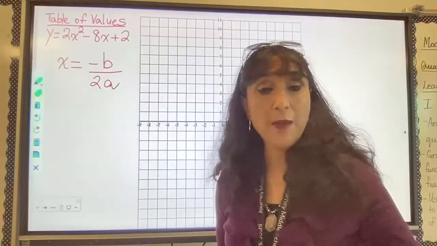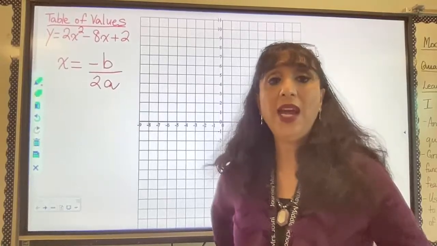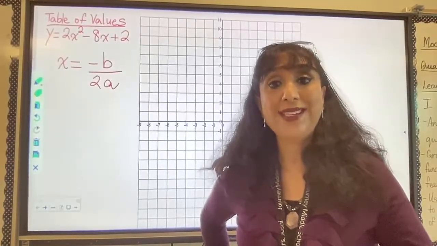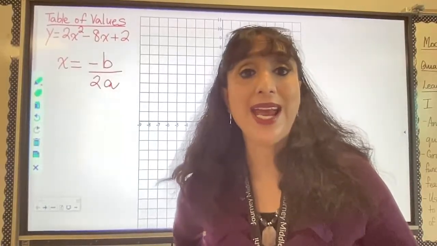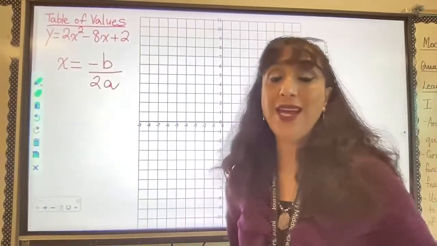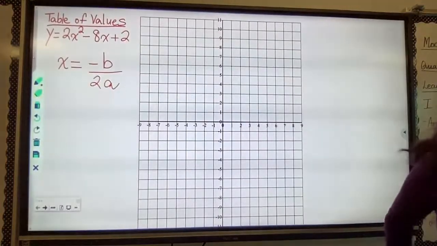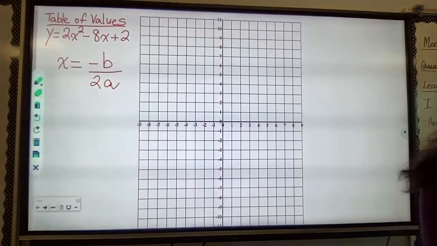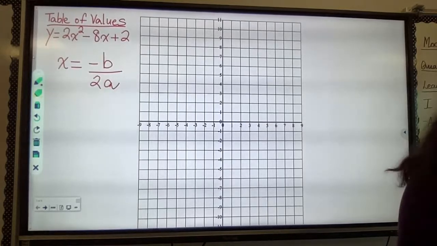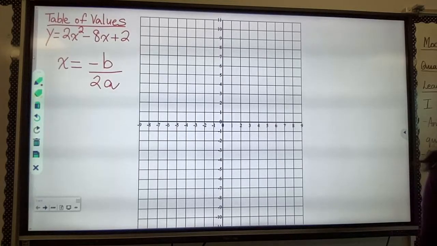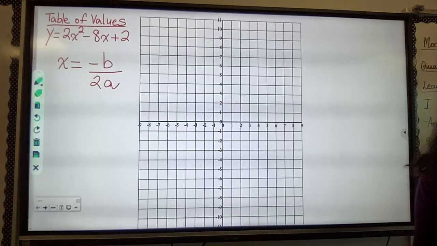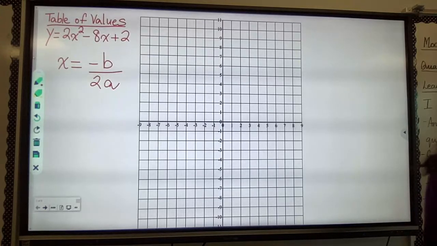So here's another problem, and we have been given the equation f(x), which is y, is equal to 2x squared minus 8x plus 2. What we can do in this is use a table of values to graph a quadratic function. But first thing, we are definitely going to use the axis of symmetry equation because we are trying to find what is the axis of symmetry.